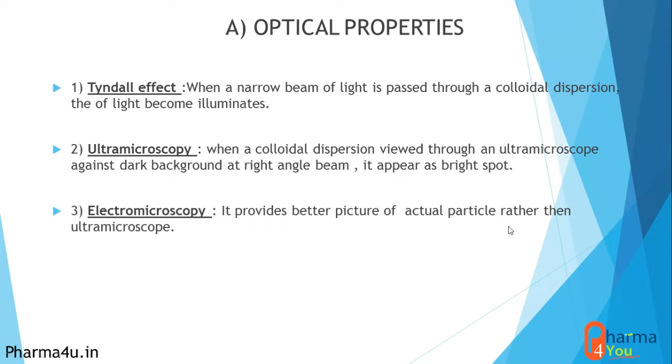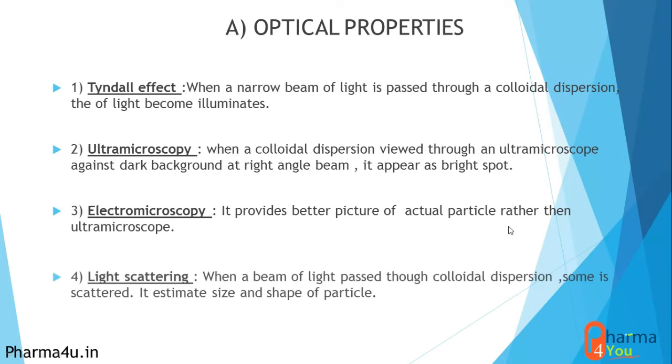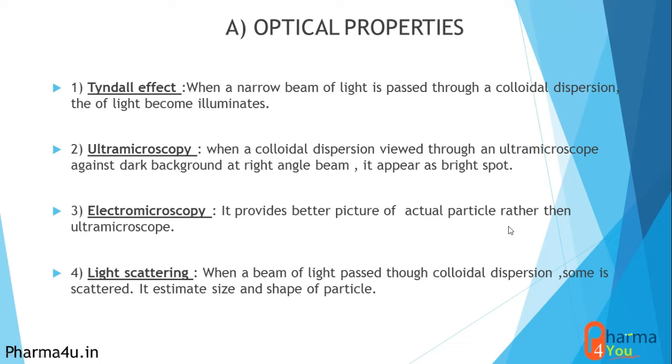Electron microscopy provides a better picture of the actual particle than ultra microscopy. If you want the actual structure and actual size determination of colloidal particles, then we have to go for electron microscopy. Now light scattering: when a beam of light passes through a colloidal dispersion, some is scattered. It estimates the size and shape of the particle.